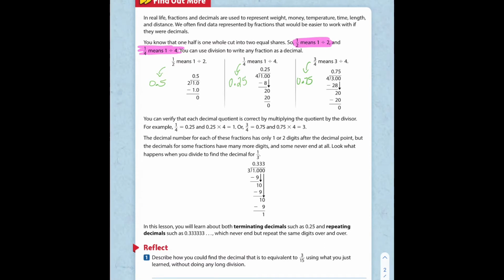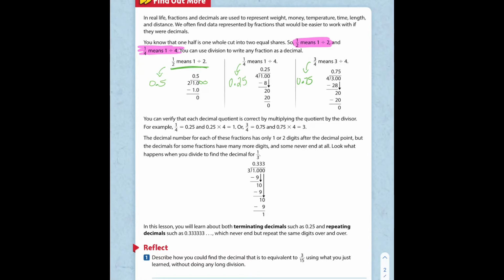So looking at the first one, 1/2 means 1 divided by 2. When the problem is set up, you see we have the denominator on the outside of our division bar and the numerator of 1 on the inside. But you've noticed we've done this before when we've talked about long division, 2 is not going to go into 1 evenly. So what we do is we add a decimal and a 0. And in my opinion, it's a good rule of thumb, when you add that decimal, go ahead and add 3 zeros.